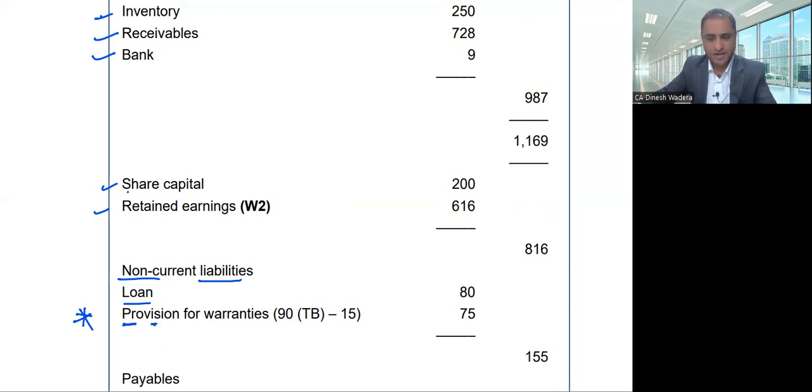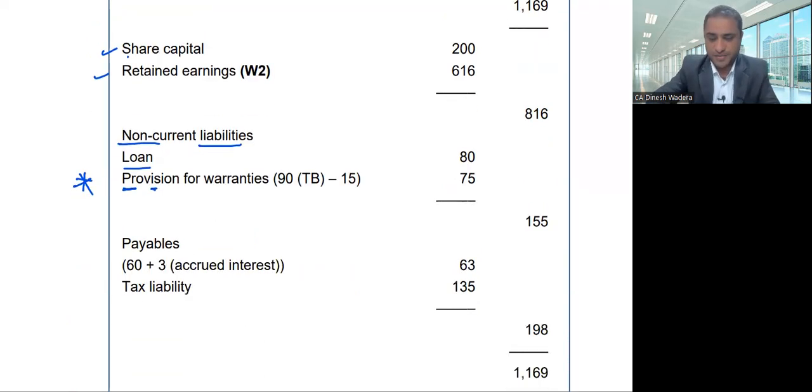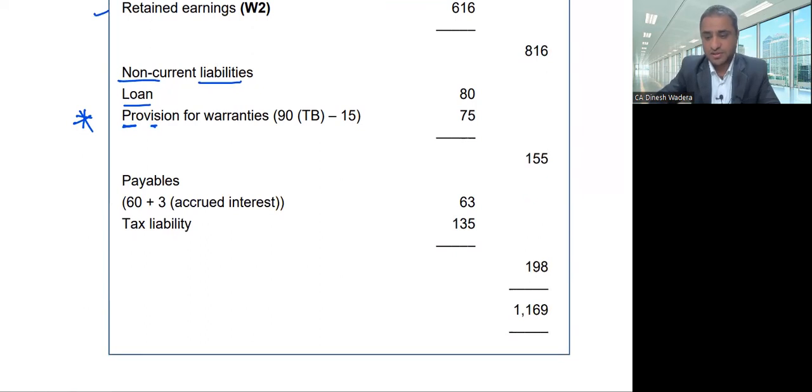Even though it has not been clarified whether it is a short-term provision or a long-term provision, you can make an appropriate assumption and put it in the non-current liability portion or the current liability portion. Of course, your marks will not be deducted if you make a suitable assumption. Sometimes it depends on the nature of a business also, which you will learn later when we get into the details of accounting standards. Then we have payables and tax liability, which are considered as a current liability.